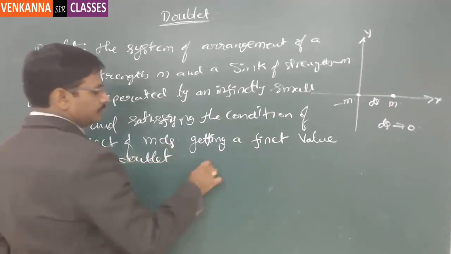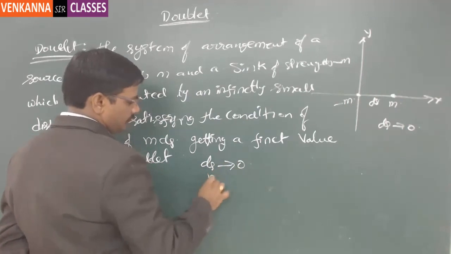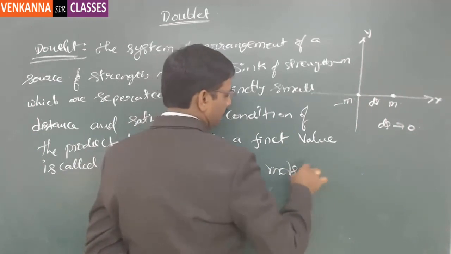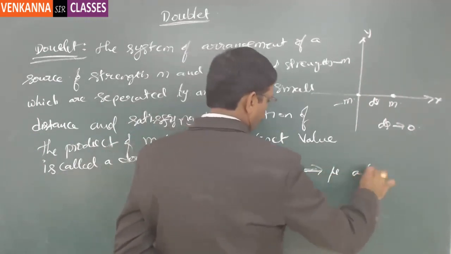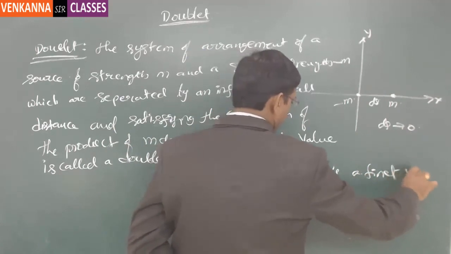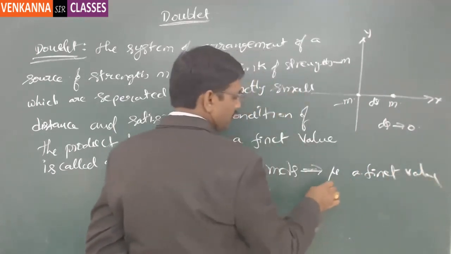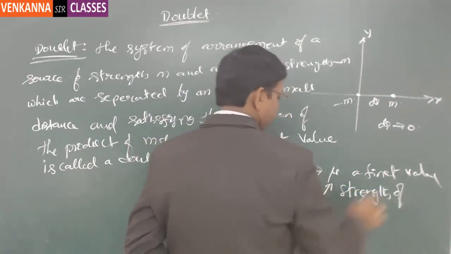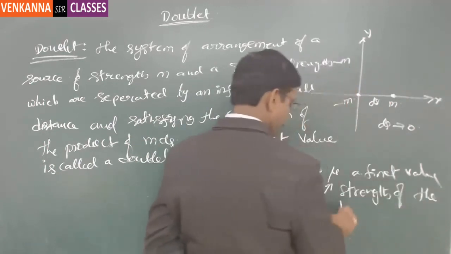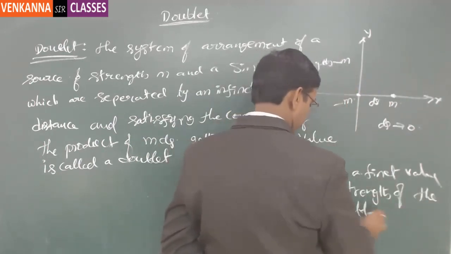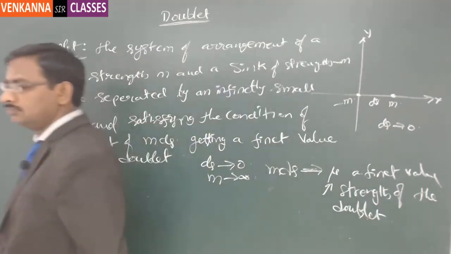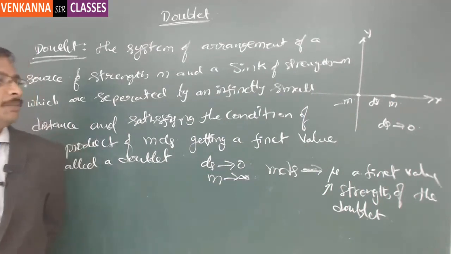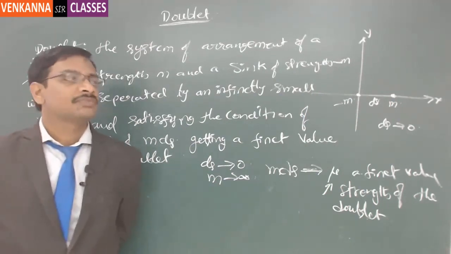So here ds is tending to 0, but m is tending to infinity. But the product m into ds is a finite value. So this mu is called the strength of the doublet. Got it? That is the strength of the doublet. So this is the concept of doublet. This is exactly 100% the same as the dipole.